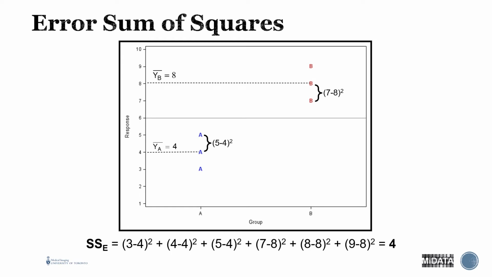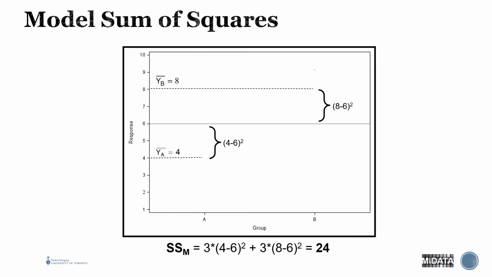The error sums of squares is a little bit different. You take the difference between the data point and its group mean. So you'll see here for group A, the mean is 4. For group B, it is 8. And so the sums of squares is going to be the difference of the data point for the group minus its group mean, squared, and then all of it summed together. And in this case, you have a sums of squares for error of 4.